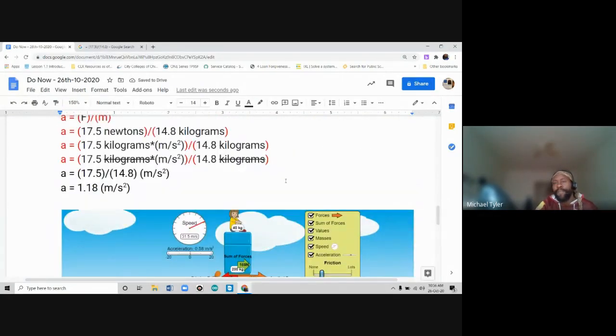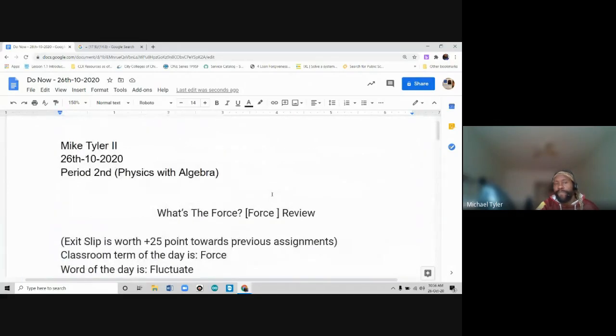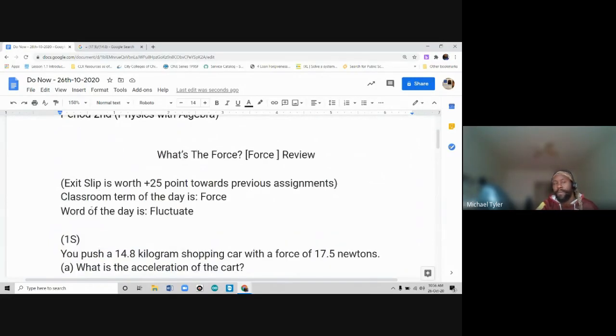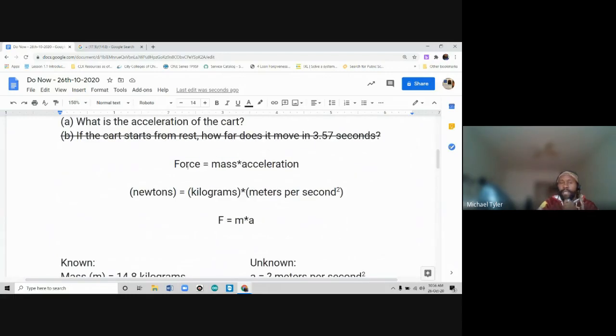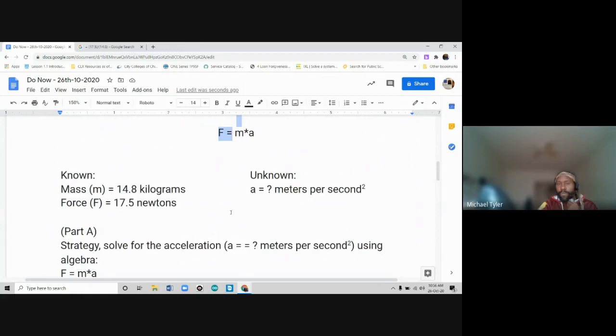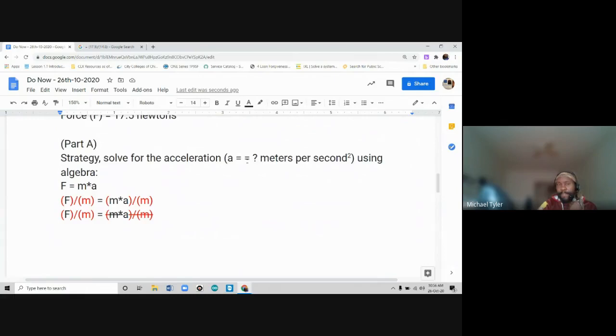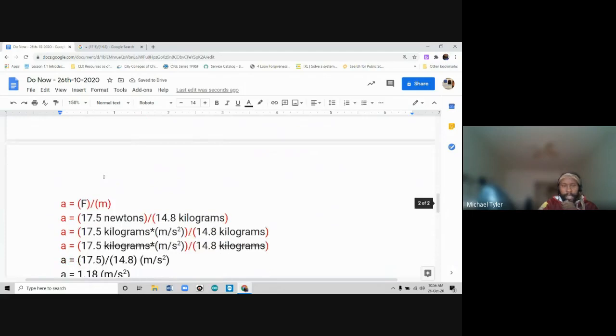So in essence, everything you need is this. You need your document title, your header, the title of your document, which is basically assignment name, exit slip. Don't forget to put the definitions after each of these. That's 25 extra points towards previous assignments. Problem 1S, right? You're not going to do part B. And then the notes, known and unknown values, set up the same way I did. No copy paste stuff. And then lastly, your strategy, how you solved it.